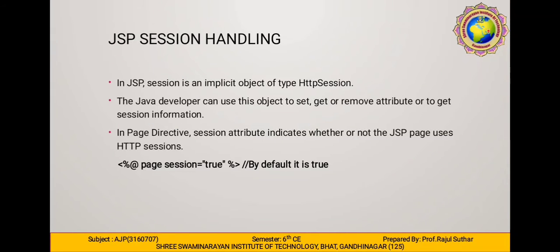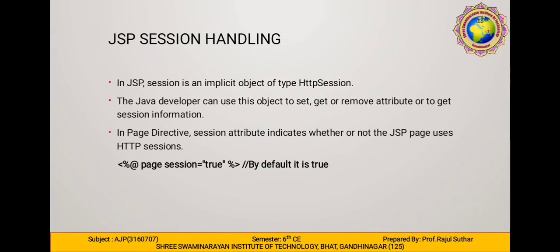How can we handle the session? In JSP, session is an implicit object of type HttpSession. The Java developer can use this object to set, get or remove attributes or to get the session information. In the page directive, the session attribute indicates whether or not the JSP page uses an HTTP session. Here the syntax is less than percent at page, this is the JSP, session is equal to true. That means by default this value is true. We can handle the session in this way.